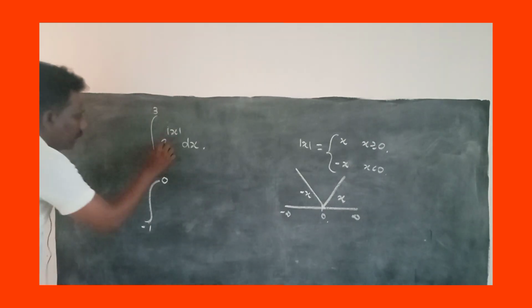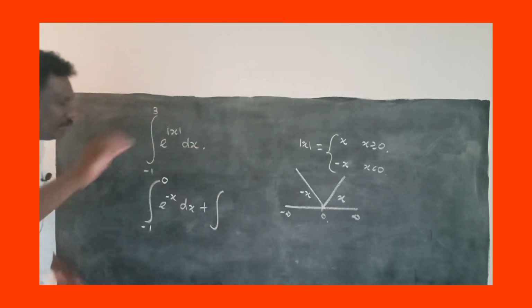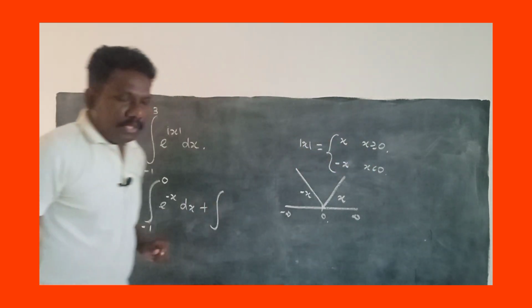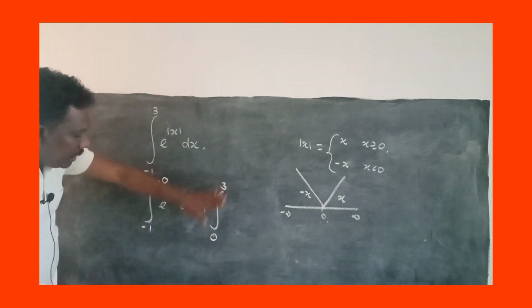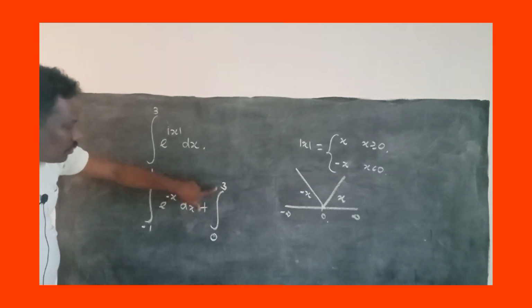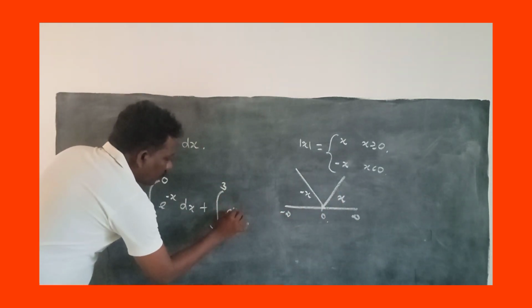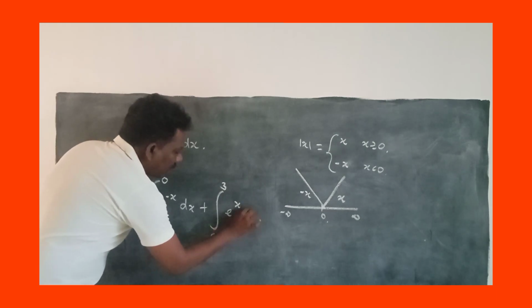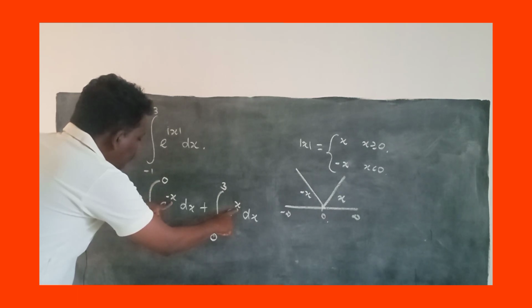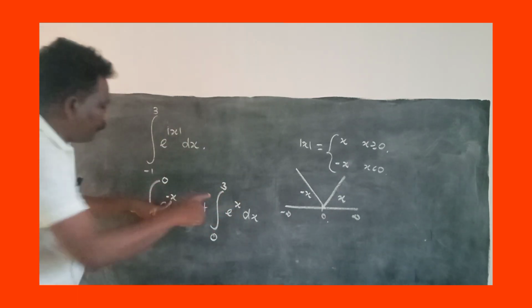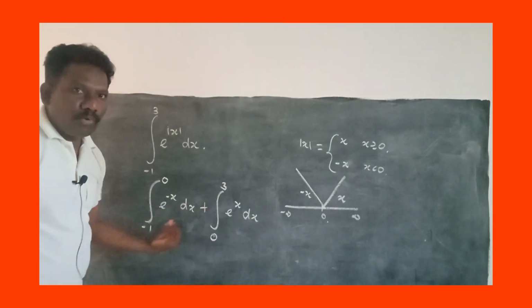So I am using exponential raised to the power minus x dx, plus the integral where again I use the new limit 0 to the upper limit 3. This is the boundary on the positive side, from 0 to 3. On the positive side we have the positive function x, so we write exponential raised to the power positive x dx. We see that both minus x as well as positive x are okay. Now it is in the standard form, and we can easily evaluate it.